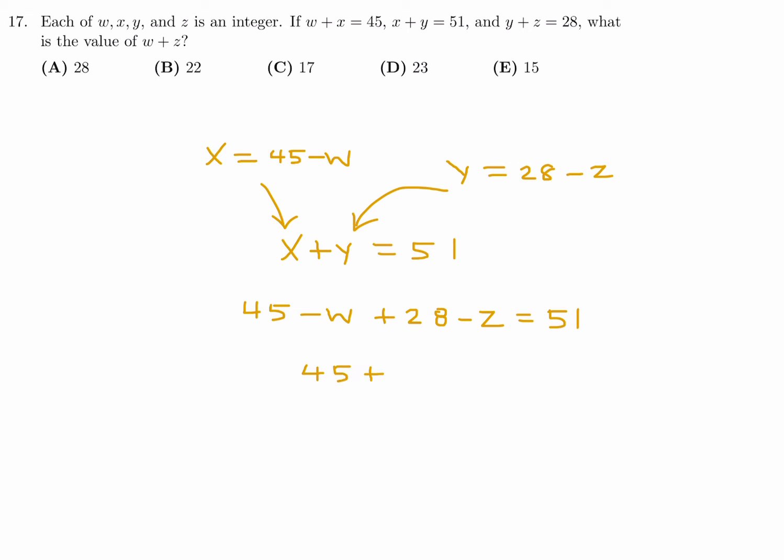So 45 plus 28 minus 51 is equal to w plus z. And when you do that math, 45 plus 28 minus 51 is 22. So number 17, the answer is B.